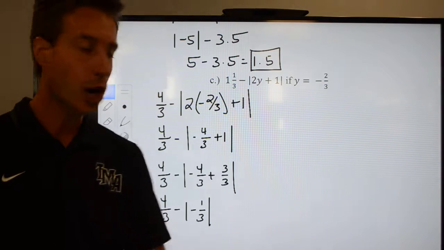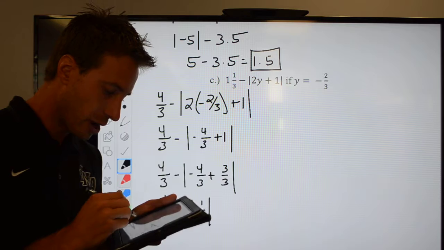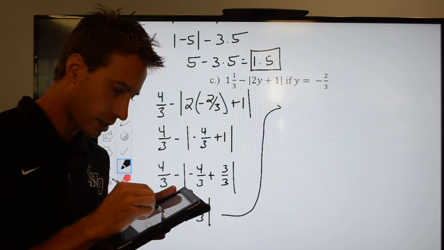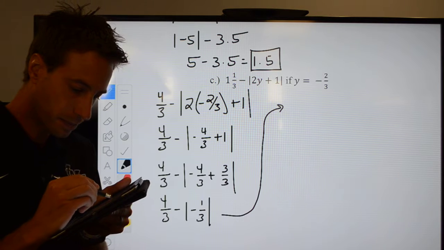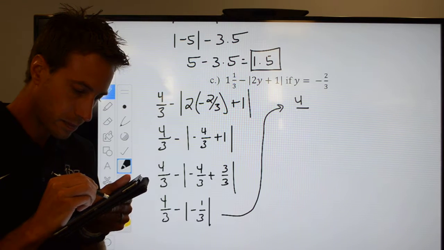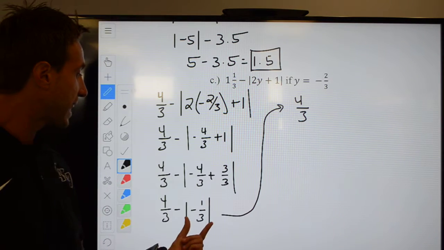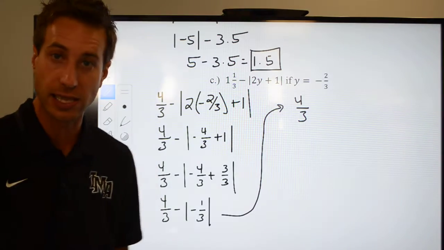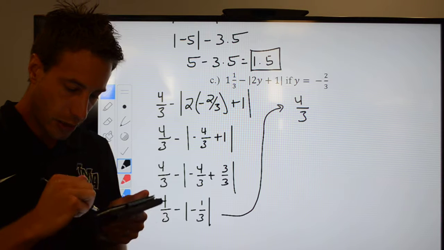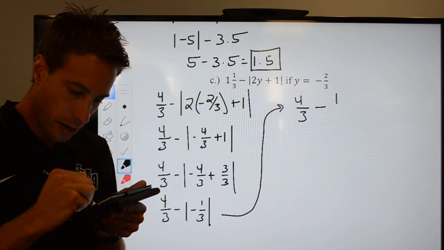Awesome. Well, here we go. We're all set to take the absolute value. Let me just come right over here where I have a little bit more space. So I still have my 4/3. But now I'm going to be taking the absolute value of a negative 1/3, which of course is just the positive of that value. So I have minus 1/3.